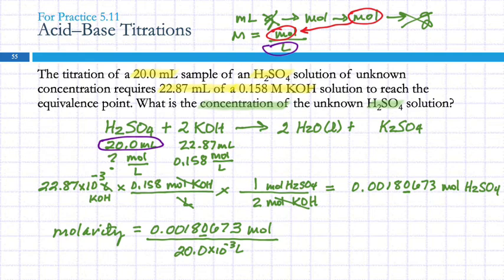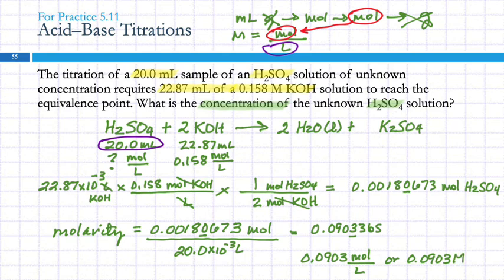So 0.00180673 divided by 20 EE minus 3. This should also have 3 sig figs. So we can say it's that many moles per liter, or 0.0903 capital M. Any questions?